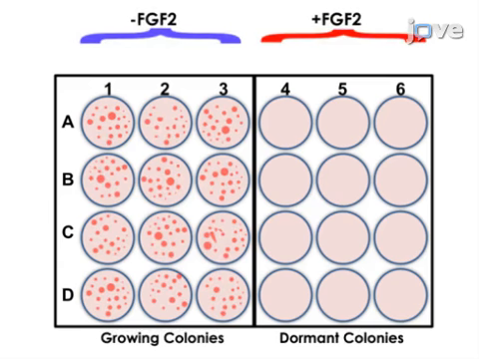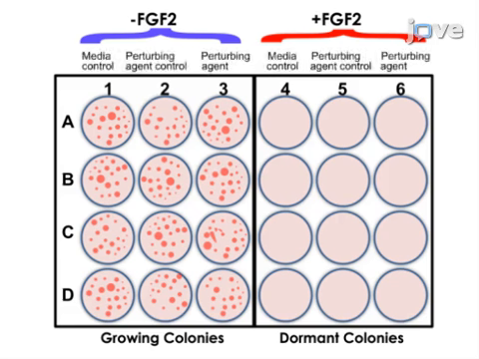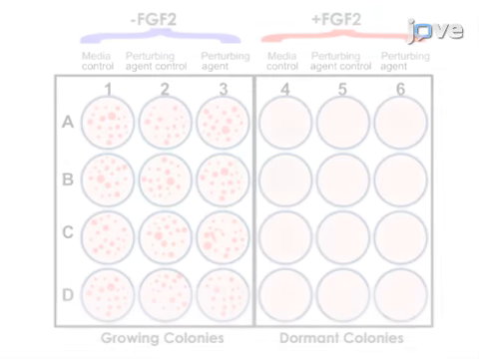Next, the system is perturbed by addition of antibodies, inhibitors, peptides, or nucleic acids in order to disrupt various phenotypic and molecular aspects of the dormant cells and determine their role in the maintenance of the dormant state.